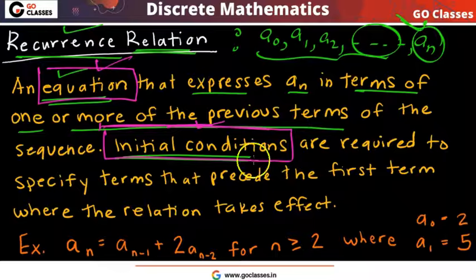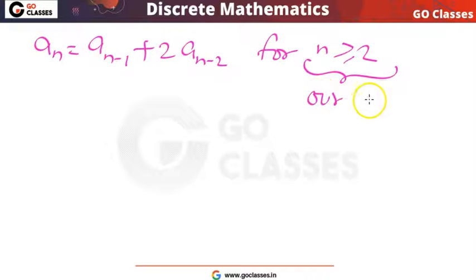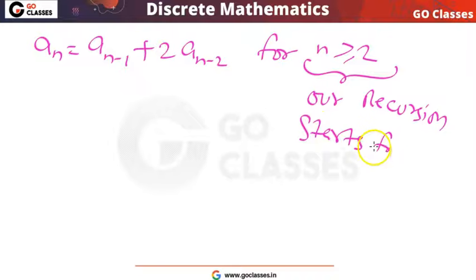Let's take this example. Here this is the equation, for n greater than or equal to 2. What does n greater than or equal to 2 mean? It means our recursion is starting from a2 onwards. Remember, our recursion starts from a2 onwards.